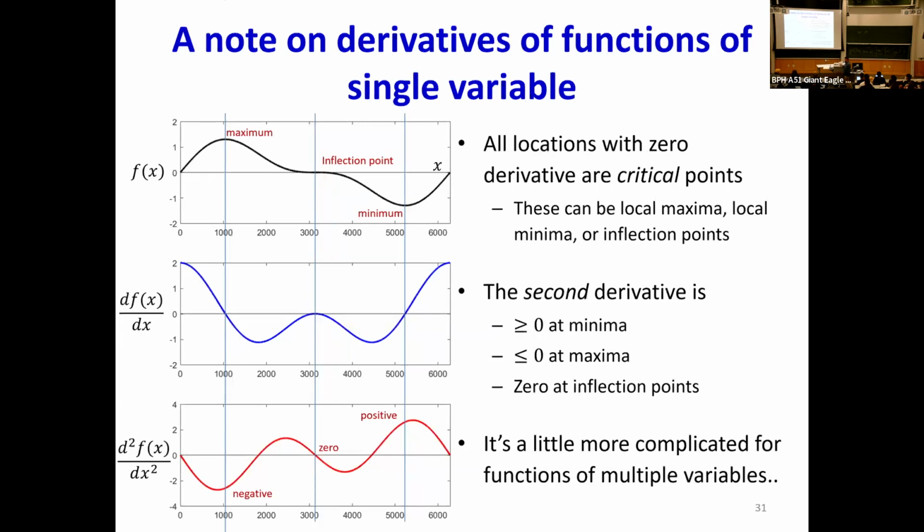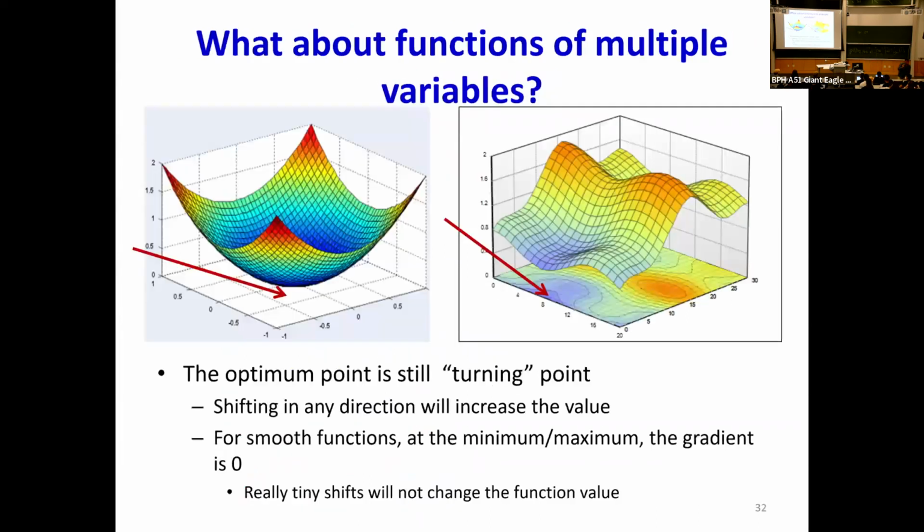The second derivative in this case is actually going to be 0 at the inflection point. So things can get more complex. But for our purposes, it's kind of convenient to know that at maxima and minima, the derivative is going to be 0, right? Same thing with functions of multiple variables.